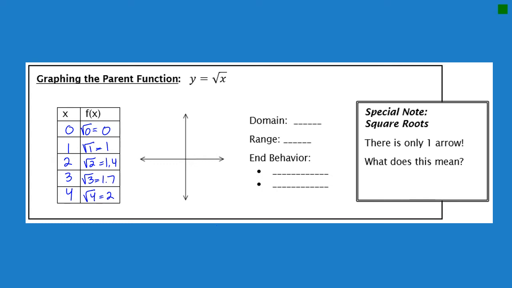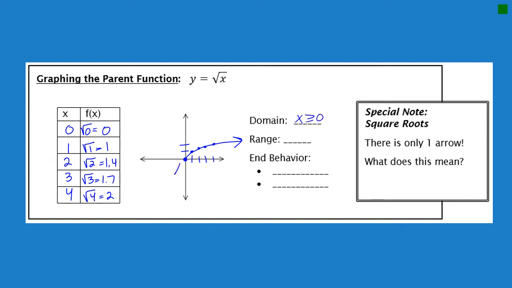So the way I'm going to plot my points here: 0, 0; 1, 1; 2, 1.4; 3, 1.7; and 4, 2. So this is what our square root parent function graph looks like. The domain of this is not all real numbers like almost all the rest of them have been. The domain is everything greater than or equal to 0.